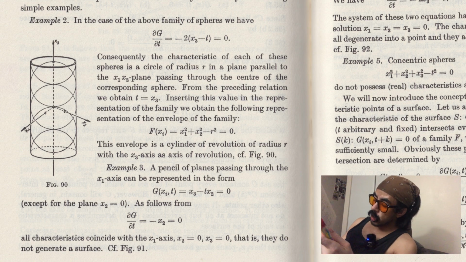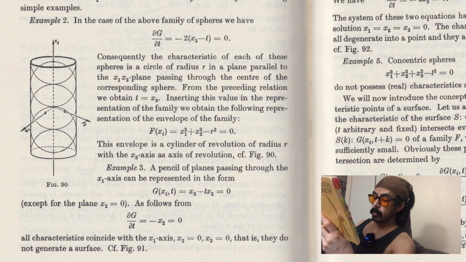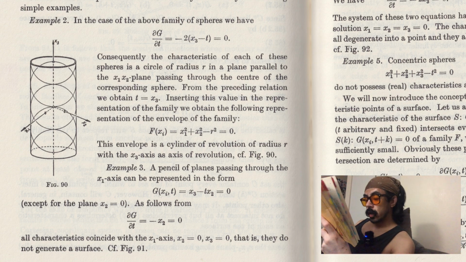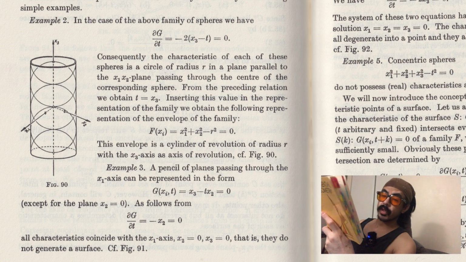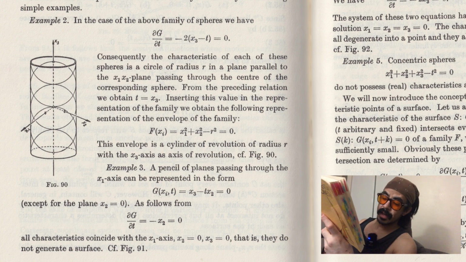From the preceding relation, we obtain t equals x3. Inserting this value in the representation of the family, we obtain the following representation of the envelope of the family. Capital F in terms of xi equals x1 squared plus x2 squared minus r squared equals 0. This envelope is a cylinder of revolution of radius r with the x3 axis as axis of revolution, for which refer to figure 90 at left.